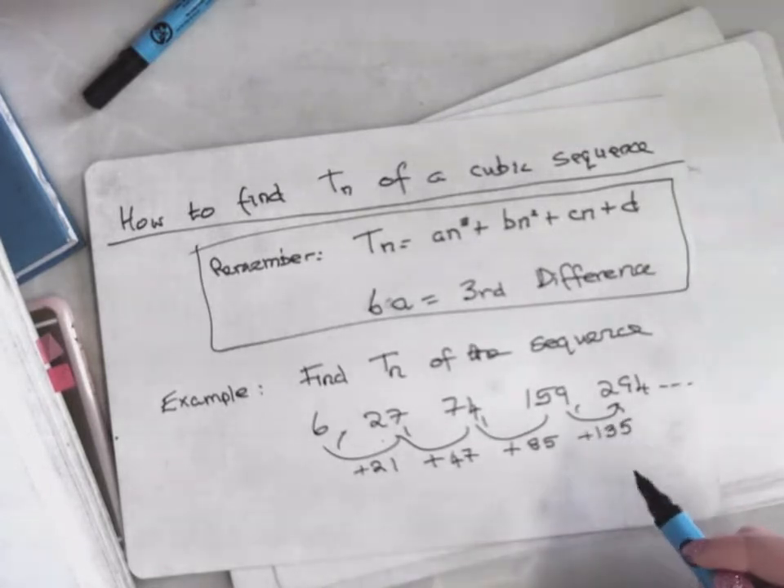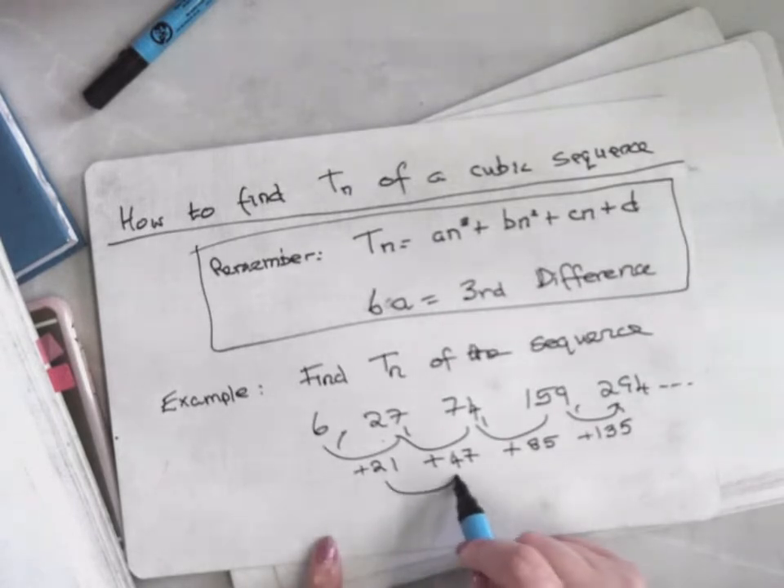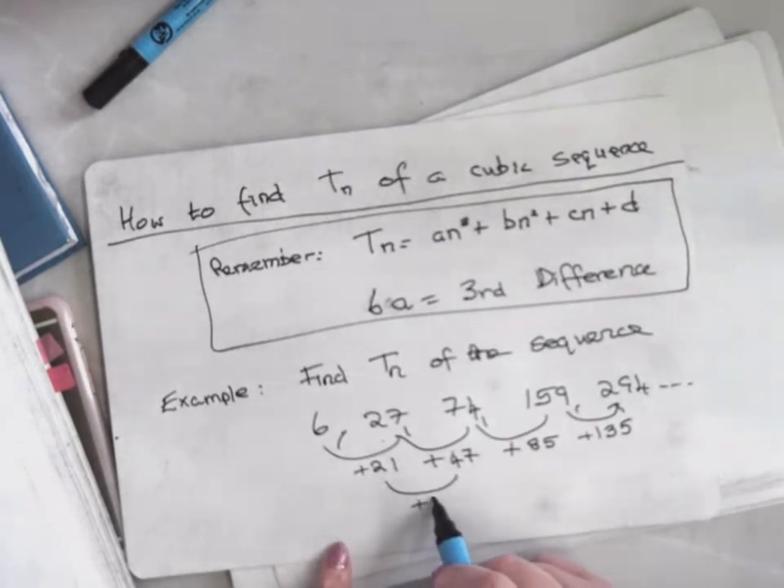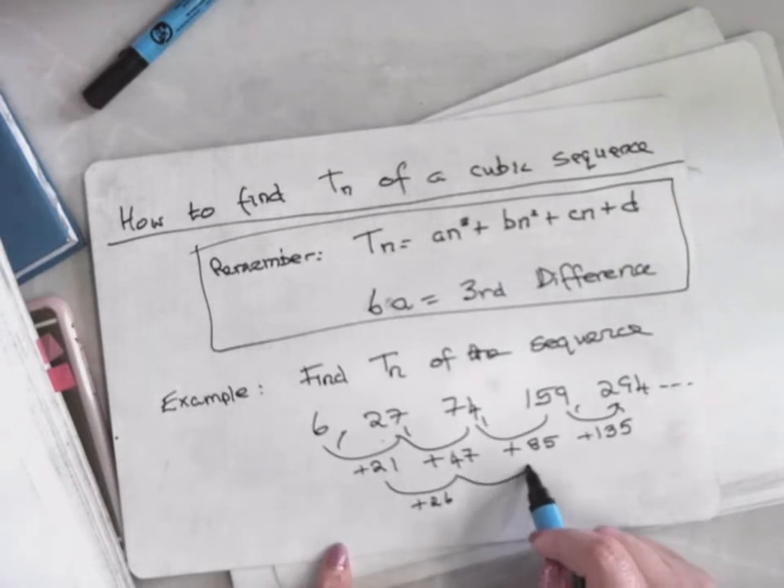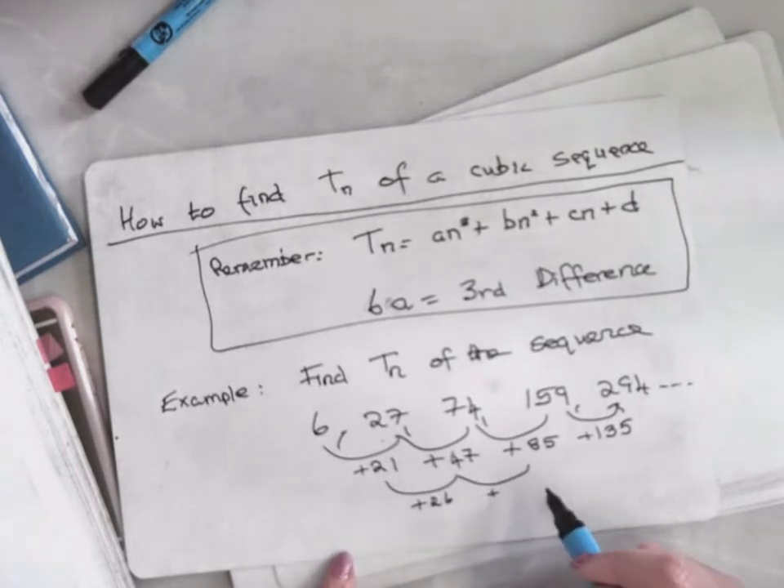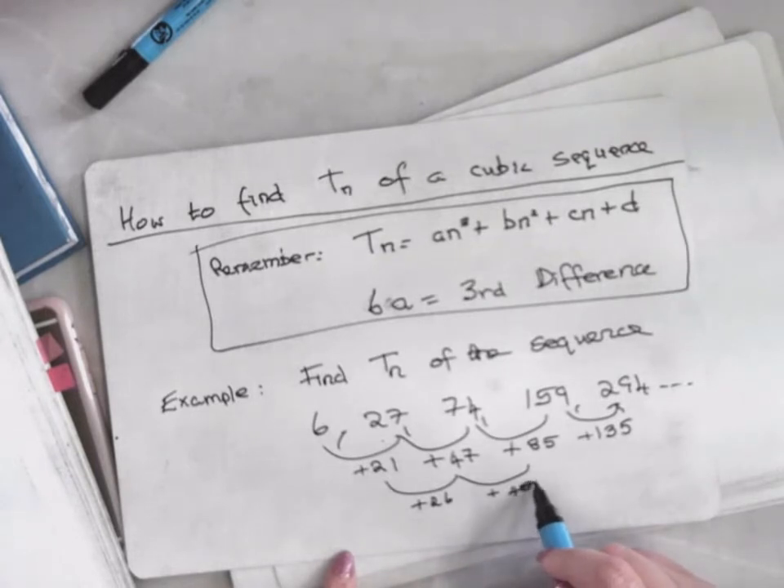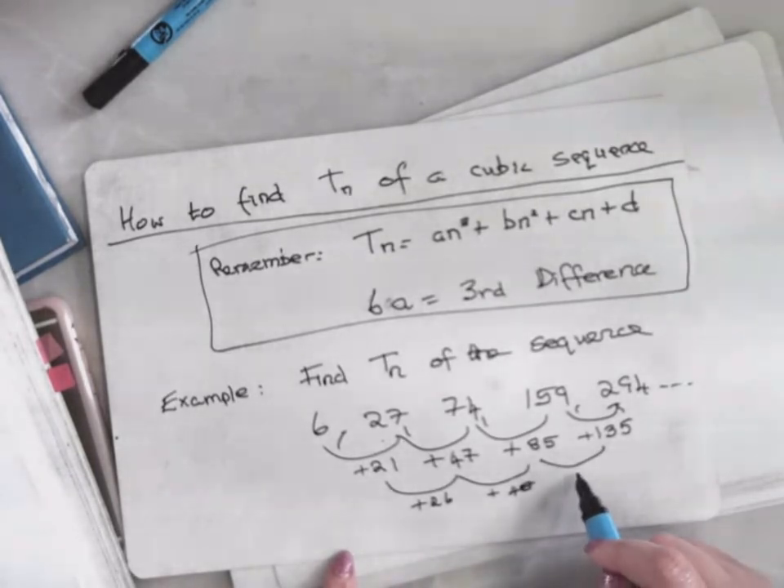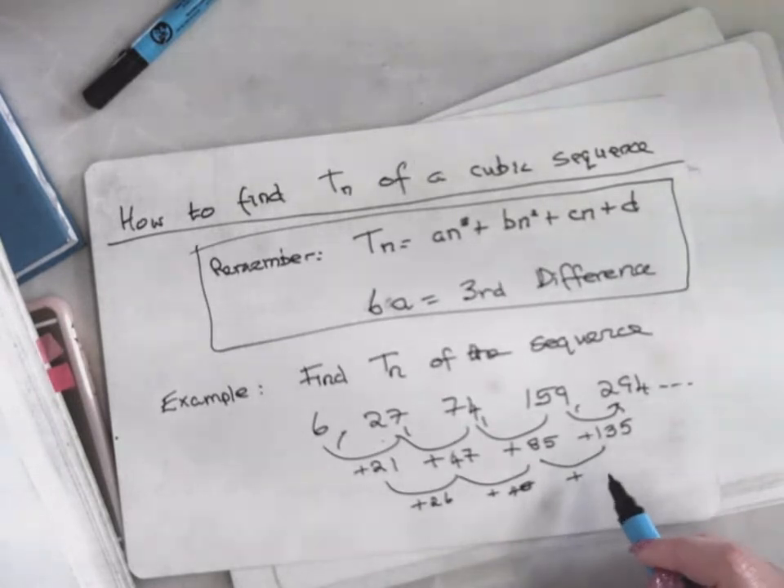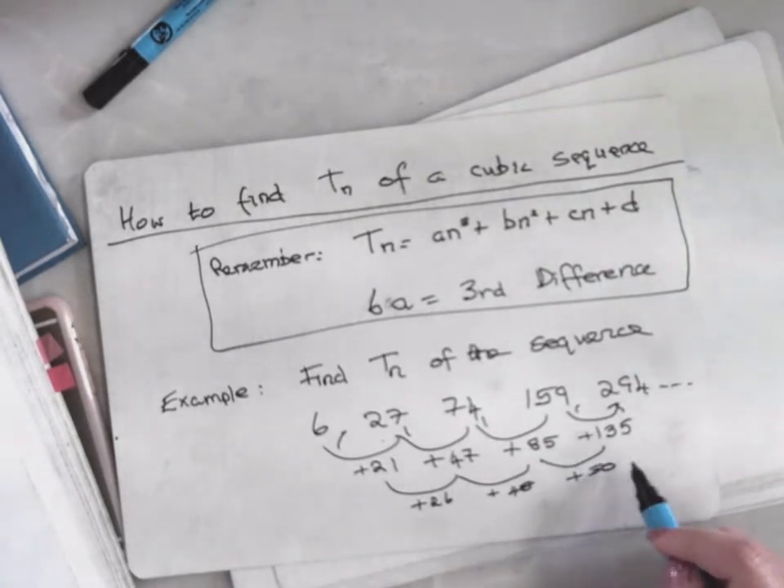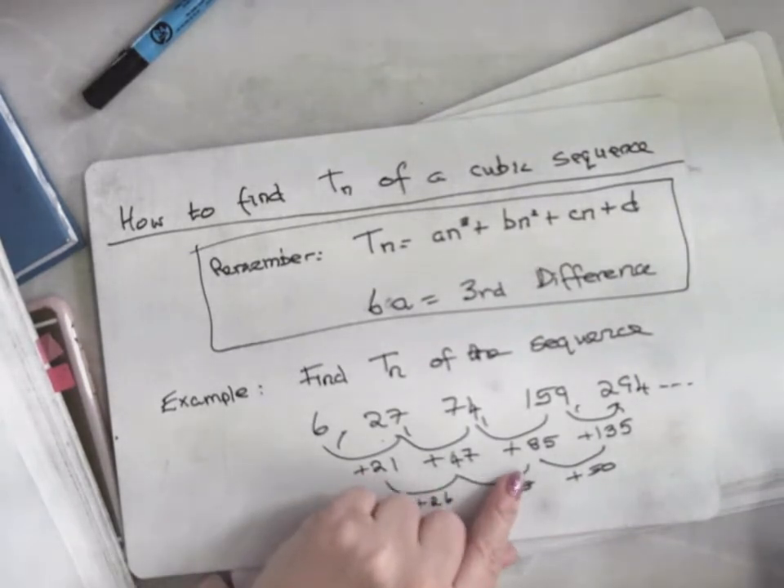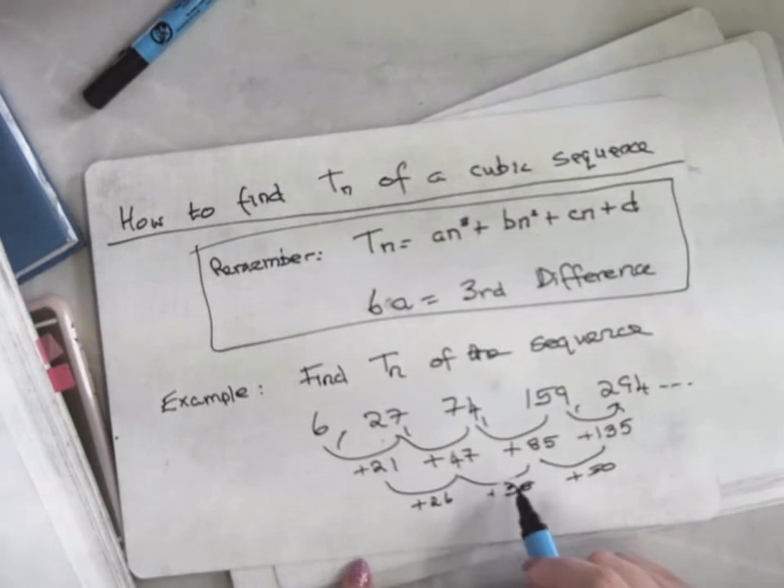So it's definitely not linear. Let's go again. 21 to 47 is plus 26. 47 to 85 is plus 38, and 85 to 135 is plus 50. Now there's something wrong there, I've done one wrong somewhere. Yes, that would make sense, thank you. My excuses, it's early in the morning.